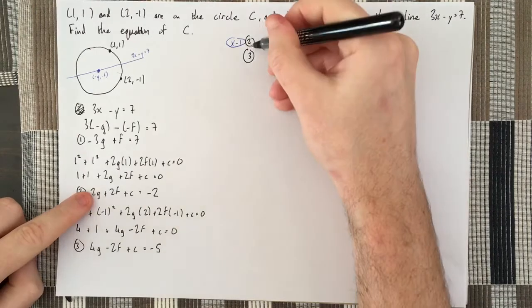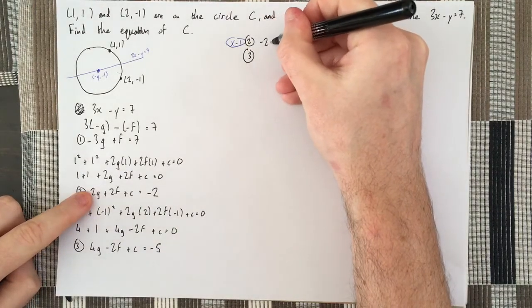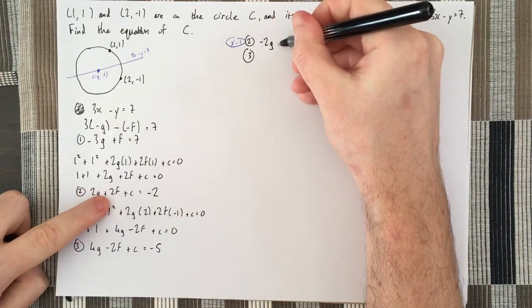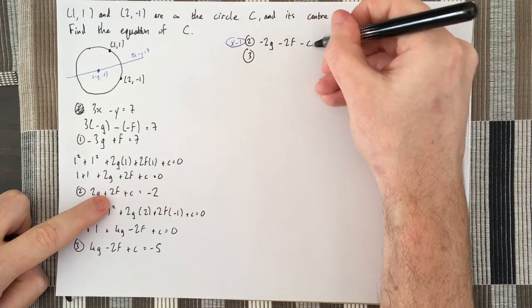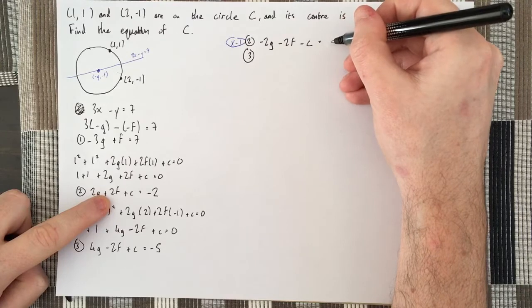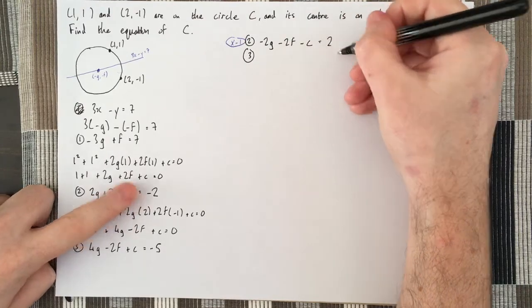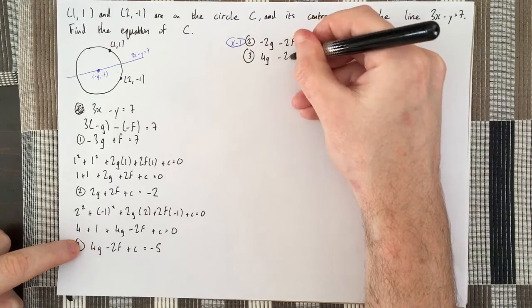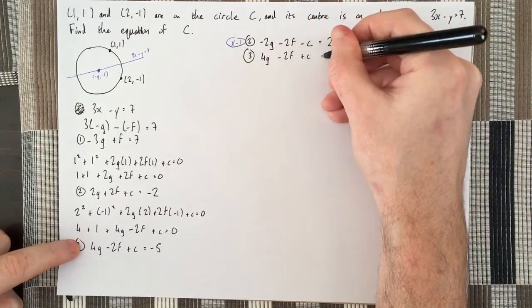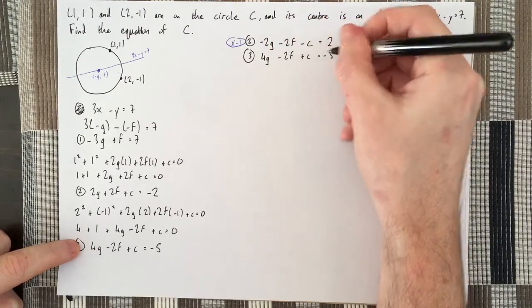So 2g times minus 1 is minus 2g. 2f times minus 1 is minus 2f. C times minus 1 is minus c. And minus 2 times minus 1 is 2. Equation 3 then is 4g minus 2f plus c is equal to minus 5.